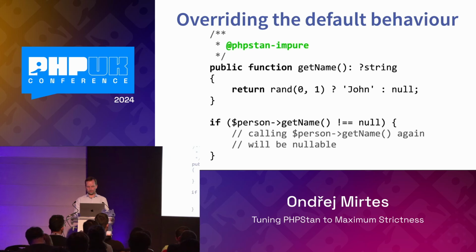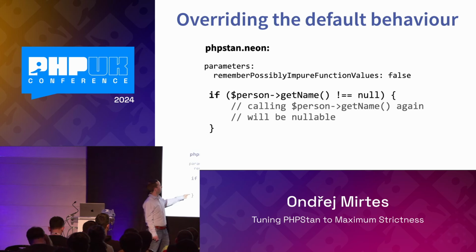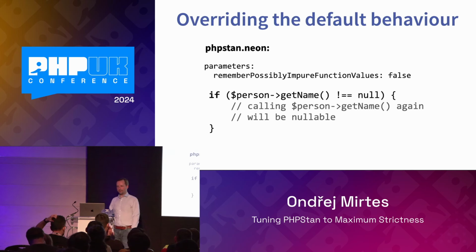and you can also reconfigure your project globally. So you can set in your PHPStan.neon, you can set rememberPossiblyImpureFunctionValues to false, and it's going to behave a different way. So it's going to penalize you that you are relying on a function to return the same thing when you call it twice in a row. So if you set this to false, and even if you narrow down the value returned by the getter, it's still going to be nullable when you ask for it a second time inside the if condition.